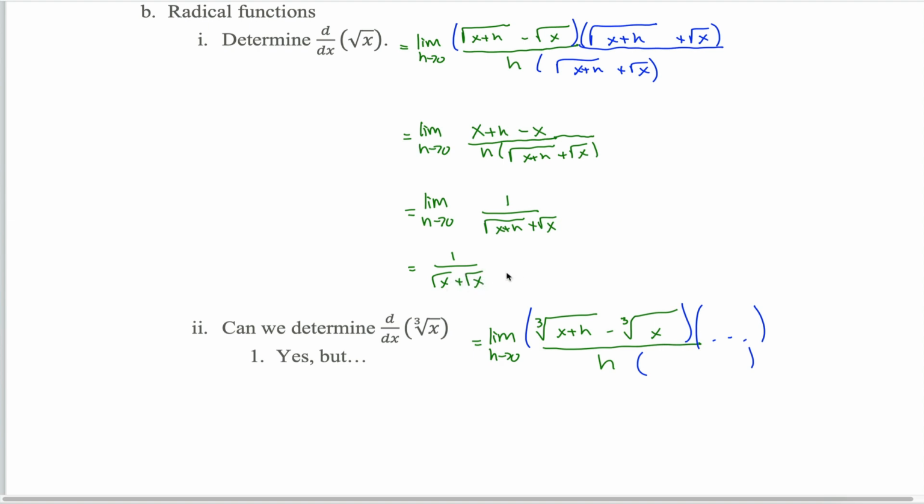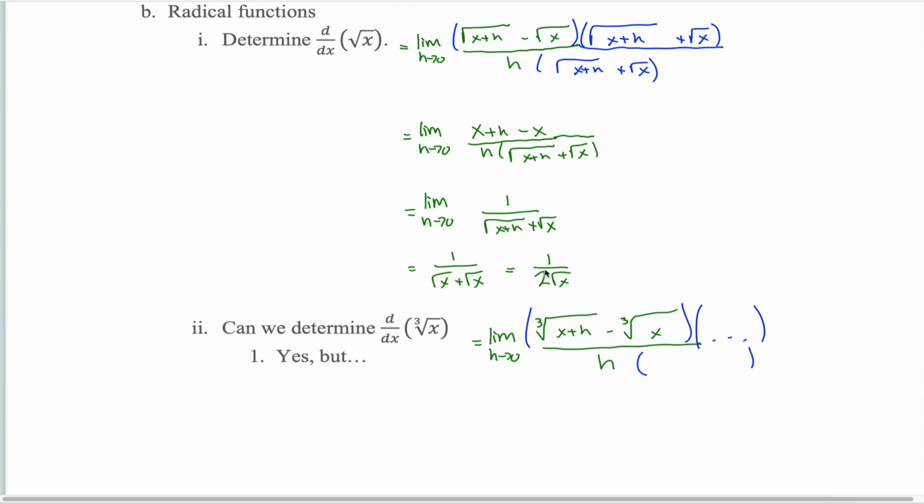Wait, the square root of x plus the square root of x, isn't that just x? No. The square root of x times the square root of x is just x. The square root of x plus the square root of x is 1 over 2 times the square root of x. Okay, cool. You said you weren't going to redo this problem, and then you just redid this problem.